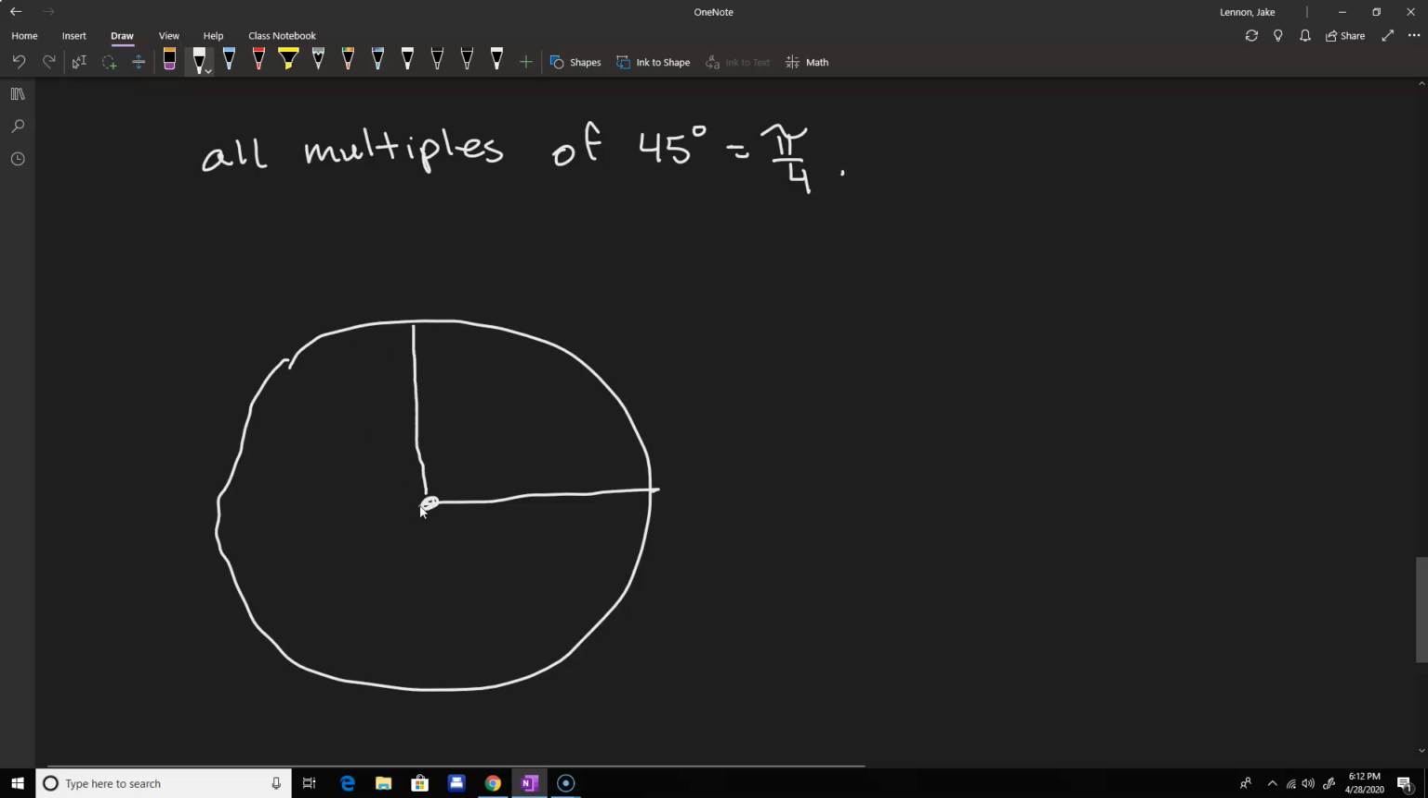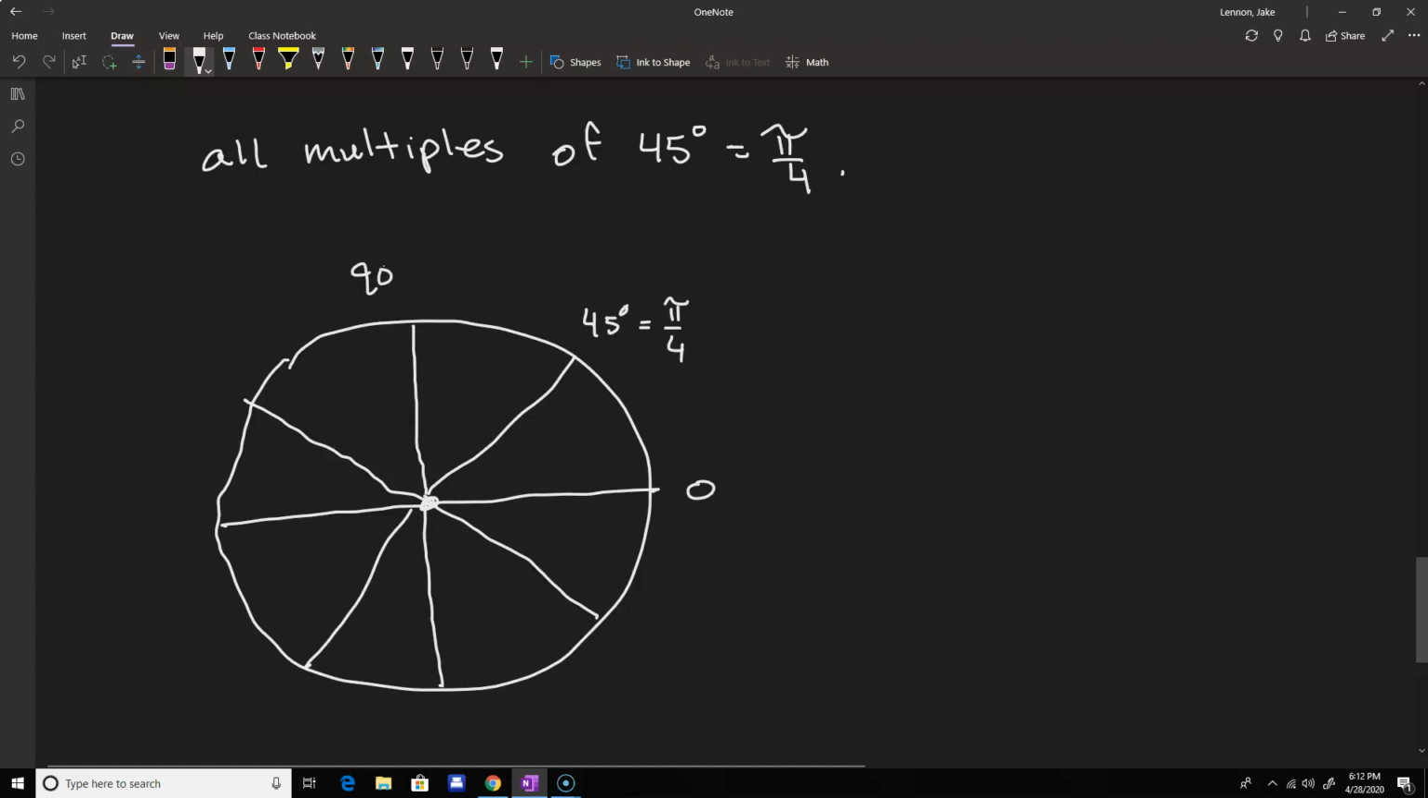Let's think about all the possible angles we have. If we split the circle into 4 pieces, each one of those is 90 degrees. And then if we subdivide in half, each one of those will be a multiple of 45 degrees. So this is 0 degrees or 0 radians, either way. Then we have 45 degrees, which is pi over 4 radians. Then 90 degrees, which is pi over 2 radians. And 135 degrees, which is 3 pi over 4 radians. Then we have 180 degrees, which is pi radians.